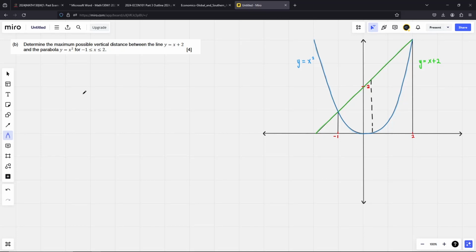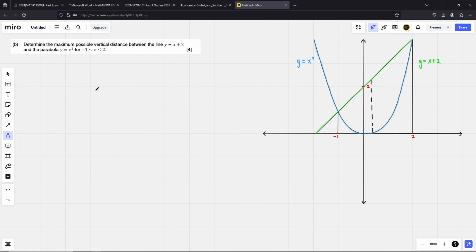Okay, so today we have another optimization problem, and it says determine the maximum possible vertical distance between the line y = x + 2 and the parabola y = x², where we have our restriction that x is in between -1 and 2.